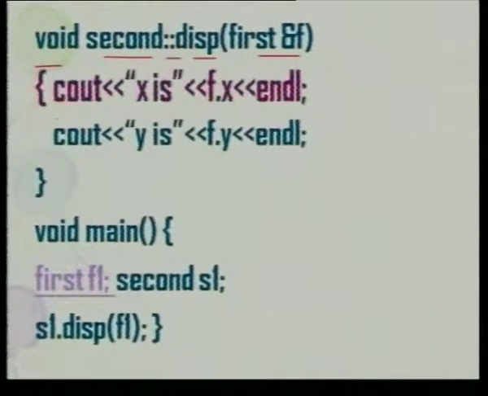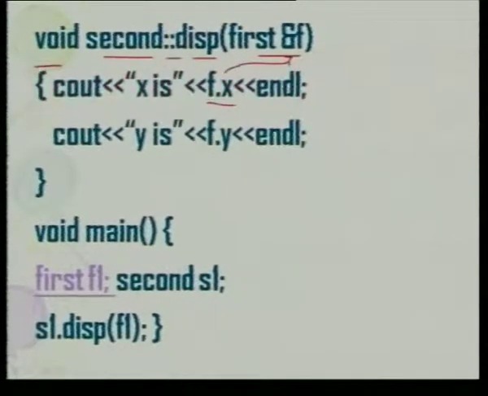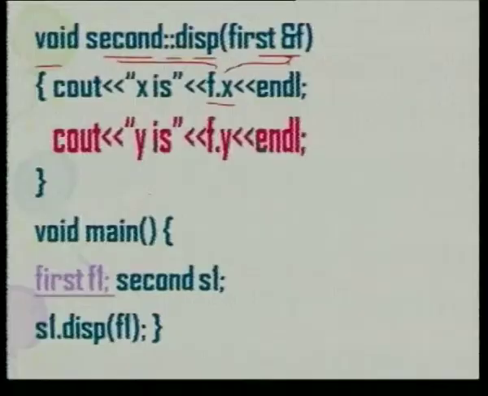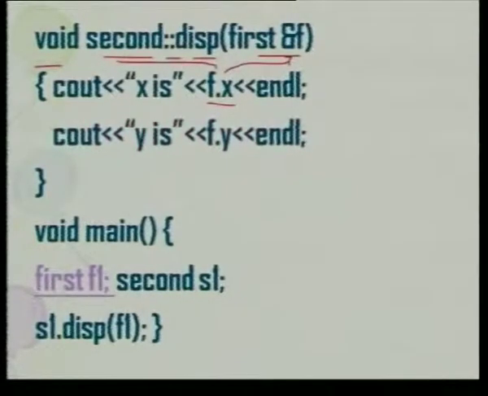Now, here if you see cout, the value of x is f dot x. Why do you have this f dot x? Because f is the object of this class first. Using the object only you are accessing the variable, from the class second with the function disp. This is because disp is a friend of the class first. And again in the next step, using that f object you are accessing the variable y. So, here the values of these two variables will be displayed, but through the friend function of the second class.